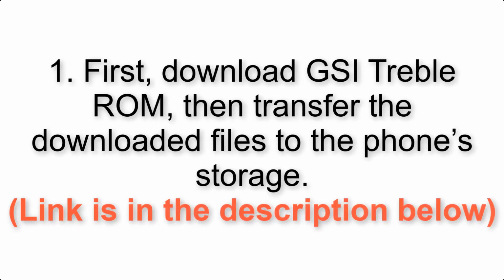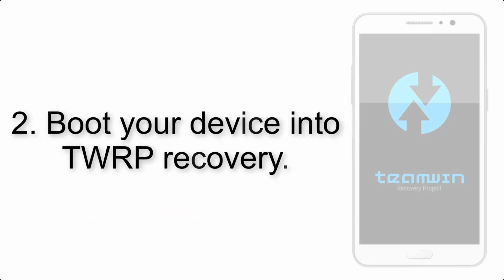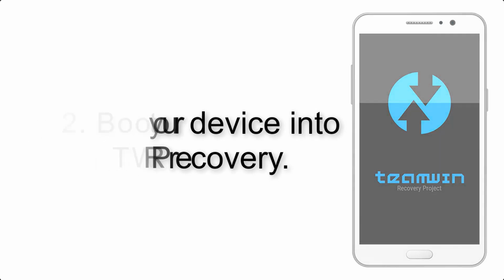First, download the ROM and GApps packages, then transfer the downloaded files to the phone storage. The link is in the description below. Step 2. Boot your device into TWRP recovery.